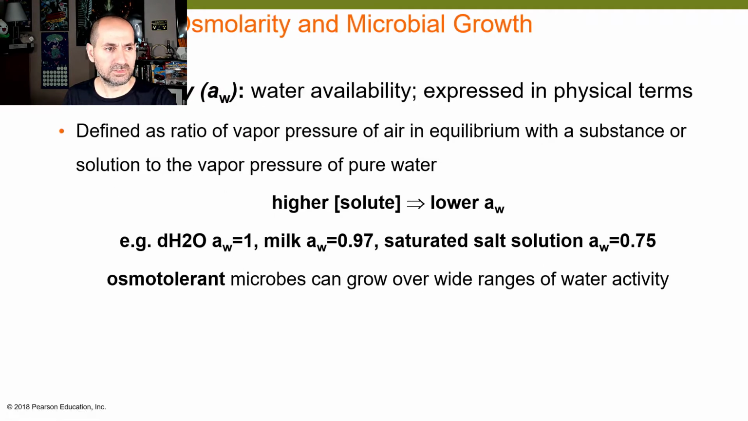You should know about water availability. You should know that a water availability of 1 means pure water. And then a lower water availability means a solute-rich solution. And remember, bacteria usually prefer more water availability to grow, and they have a harder time growing with less water availability. And it's the osmotolerant bacterium that can grow over the range of water availability.